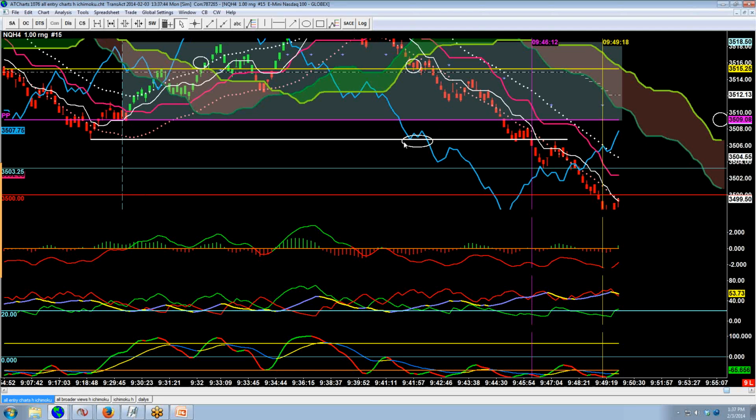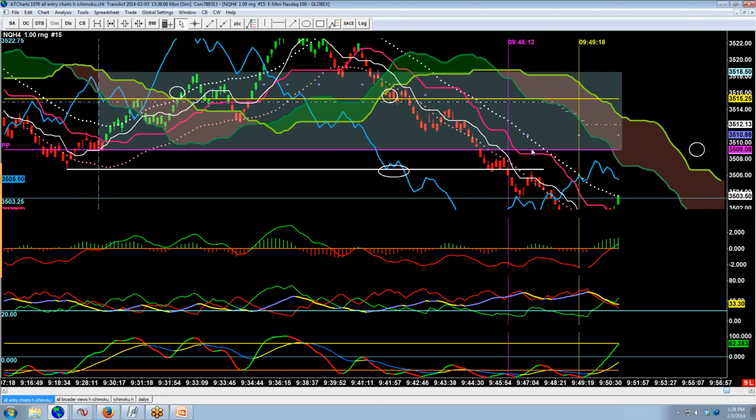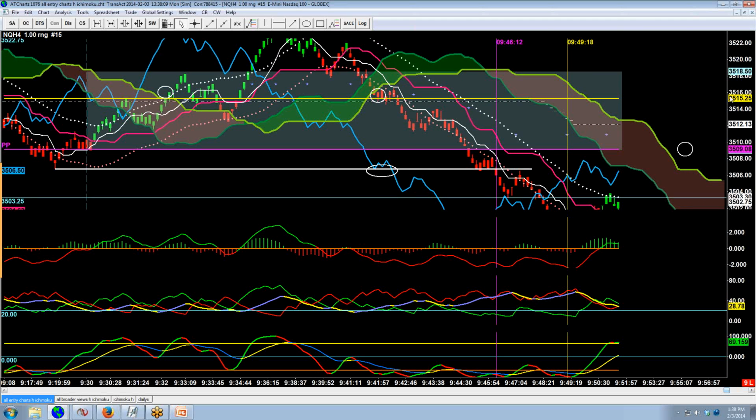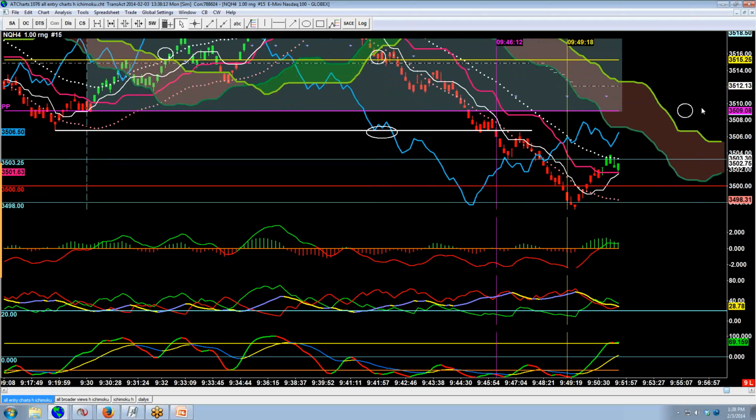So keep in mind this Chico line is always plotting 26 periods behind. What I'm looking for is the Chico line to break below the support line that I drew, and then I'm looking for the bar that gives me that. I'm looking for an entry a tick under that bar. That actually happens right here at 9:46. So we get in, and it works out, finds its way down to the 3,500 area.